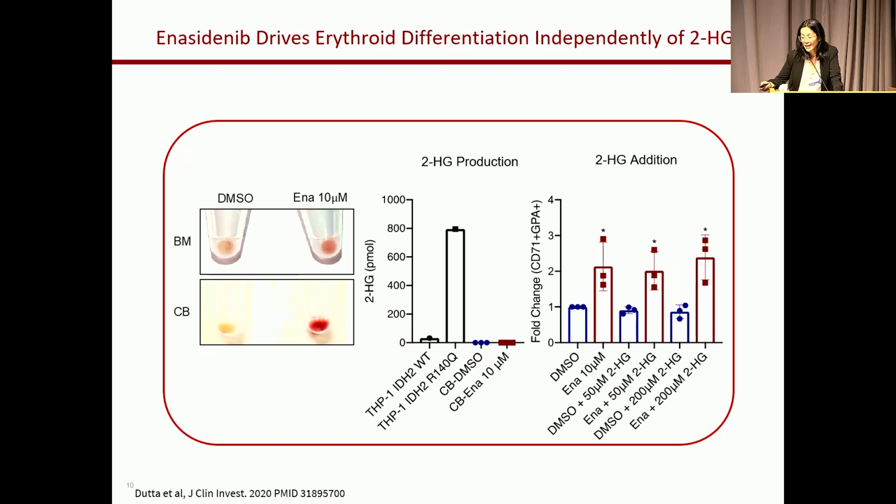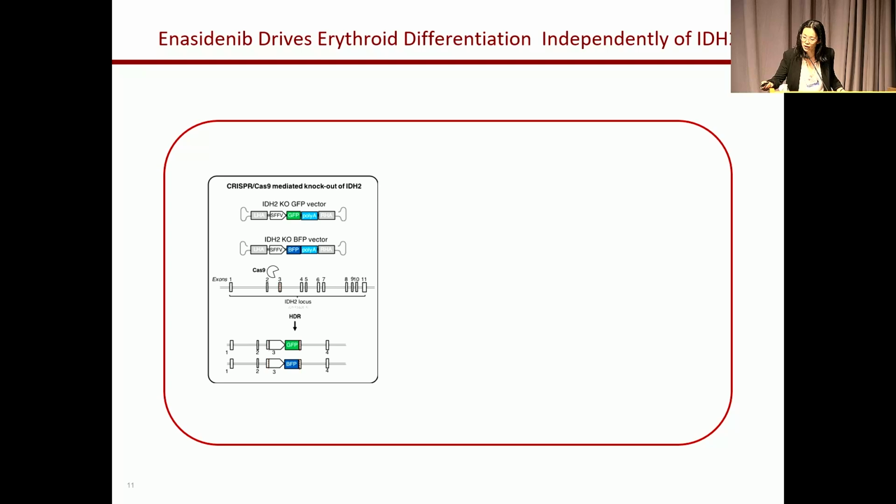We wondered whether this had anything to do with the 2-HG, the oncometabolite, by adding the oncometabolite onto the cultures. As you can see in the results on the right-hand side, the addition of the 2-HG had no effect on the ability of Enasidenib to increase erythropoiesis in our cultures.